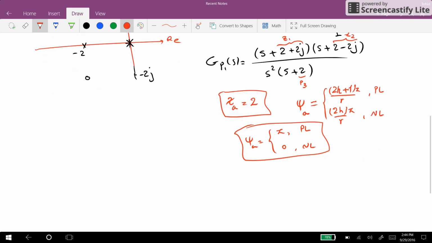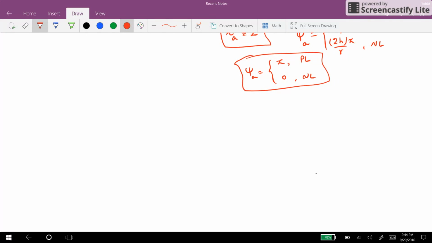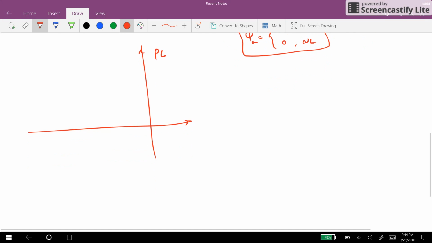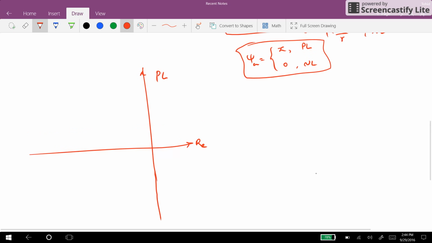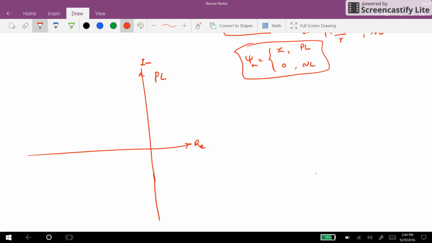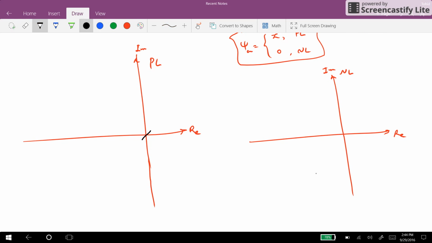Now we can draw the asymptote. Maybe let's prepare two separate graphs, one for the positive locus with the real and imaginary axis, and one for the negative locus with the real and imaginary axis. Let's determine the location for the open loop poles at -2. We have the poles, and we have zeros here at -2 plus 2j and -2 minus 2j, and the same for the negative locus.